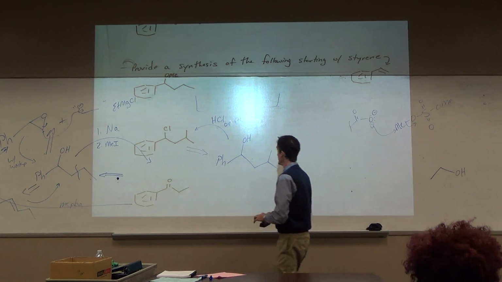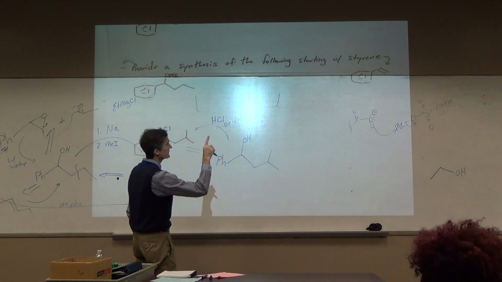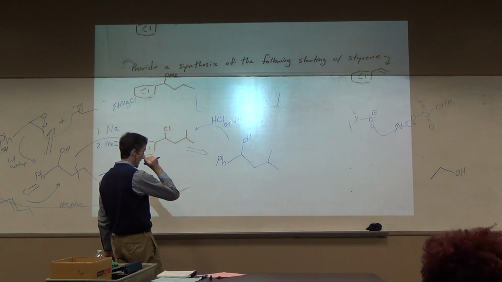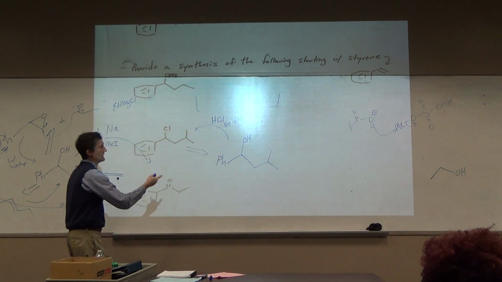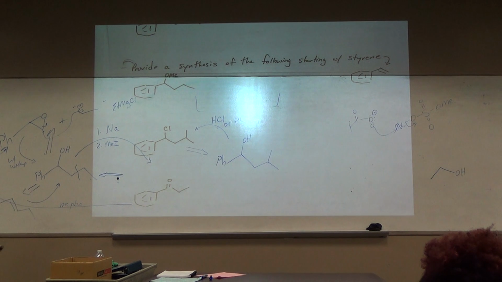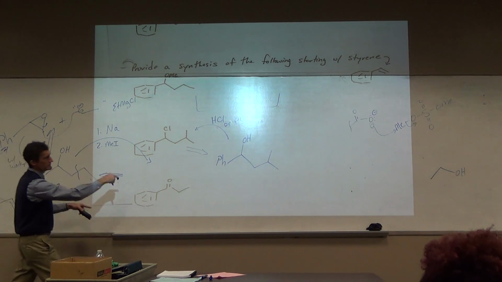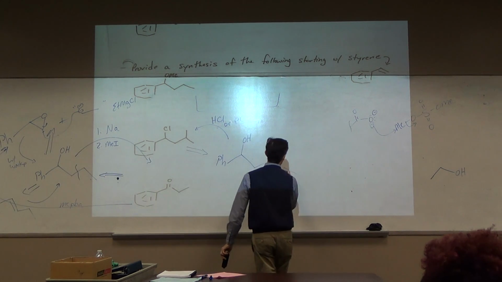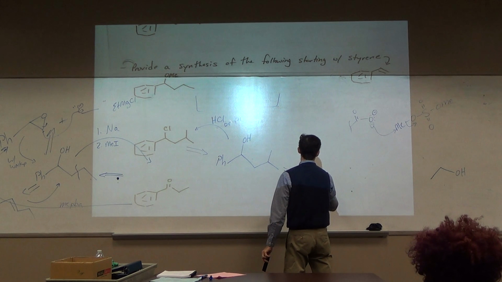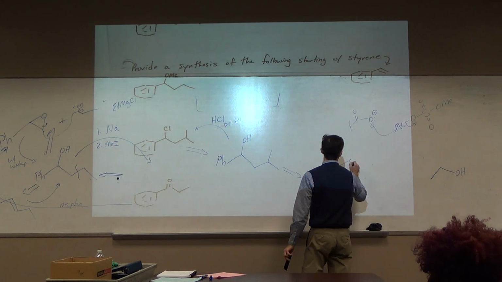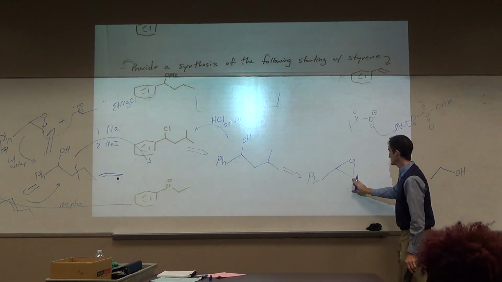Again, what do we need to start with? Styrene. At this point, it's no different than the previous one. We've got an alcohol. It's just a different alcohol. The only difference is this can actually be backed up to that epoxide plus what?